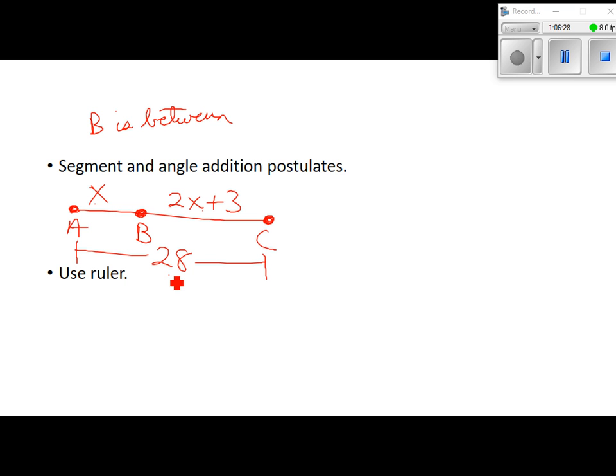Same thing with angles. If I drew this, what do you know about these two angles? They add up to equal the whole thing, whatever it happens to be.